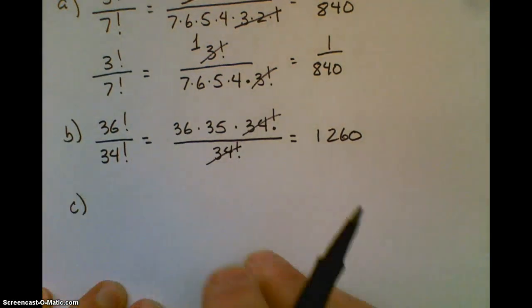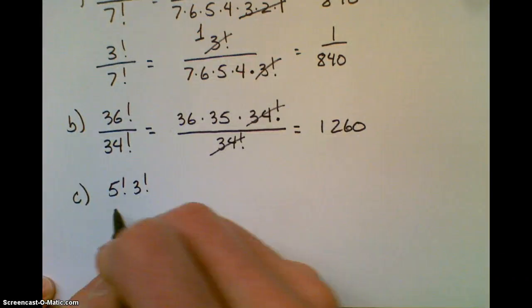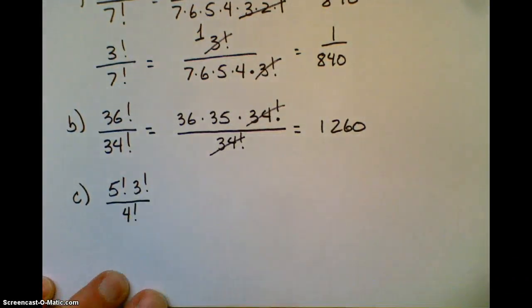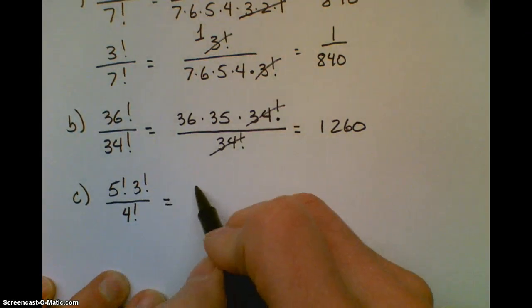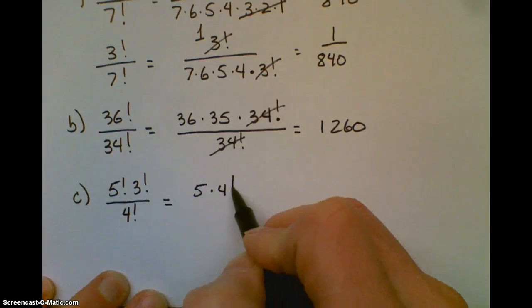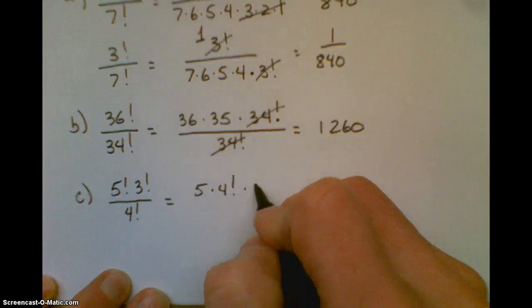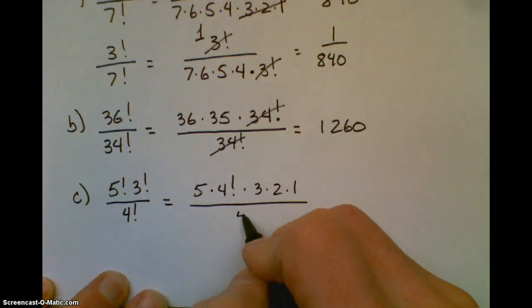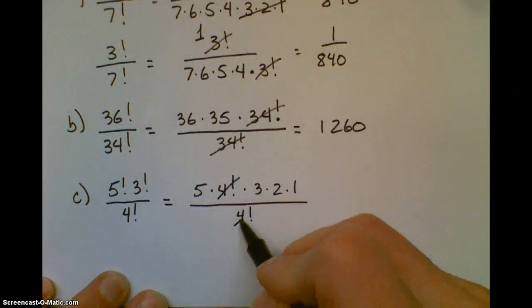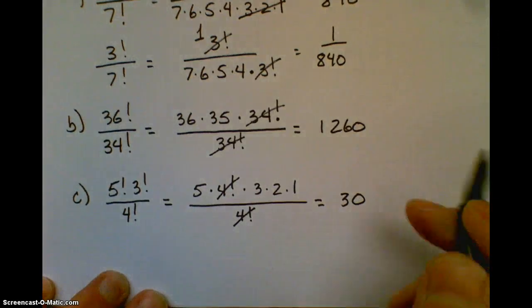All right, moving on to the next example. Let's say we have 5 factorial times 3 factorial over 4 factorial. So there really are a bunch of different ways you can do this. I'm going to take my 5 factorial and make it 5 times 4 factorial, because that's going to be 4 times 3 times 2 times 1. And then I'm going to write out my 3 factorial. That's 3 times 2 times 1. And then in the denominator, I have 4 factorial. So the 4 factorials are going to cancel out. I have 5 times 3 times 2 times 1, which gives me 30. So that was 3 examples using numbers.